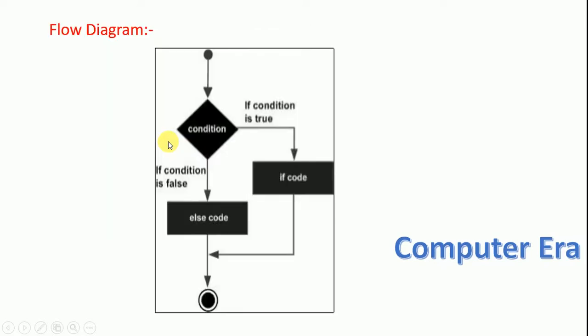In the flow diagram you can see, if the statement is true, this is the if block and that code will be executed. If it is false, the else code will be executed. So let's move to the programming concept of this.